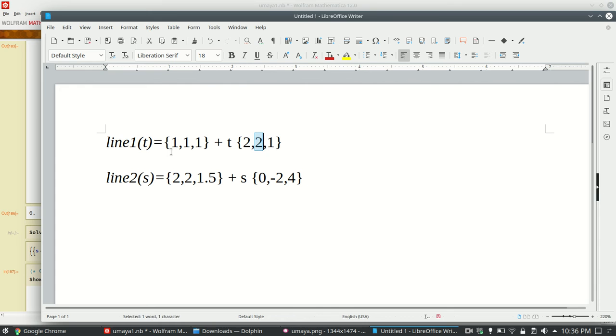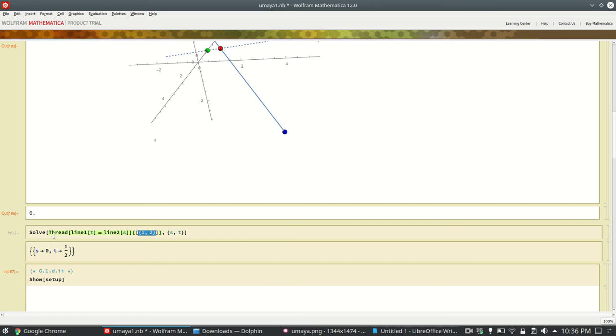That right there is position number 2. That right there is also position number 2. And that would be position number 3, and that would also be position number 3. So the Thread function asks Mathematica to apply this equation to each one of these indices. So do this equation for position 1, and then do that equation for position 2.